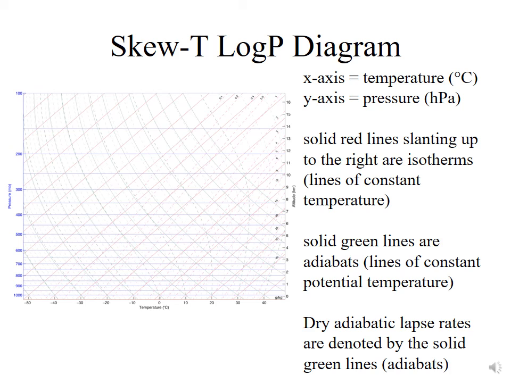Another type of thermodynamic diagram that we use is the Skew-T LogP diagram. It's very similar to the Stuve diagram in that it has the temperature on the x-axis and pressure on the y-axis, but what it has done is it's skewed the temperature lines so that they're no longer vertical. In this case, the solid red lines that slope up to the right are the isotherms, and in this format, the solid green lines are no longer straight lines, but they curve up to the left, and those are the adiabats, or the lines of constant potential temperature. And you'll see a lot more of these thermodynamic diagrams as we move forward with thunderstorm prediction.